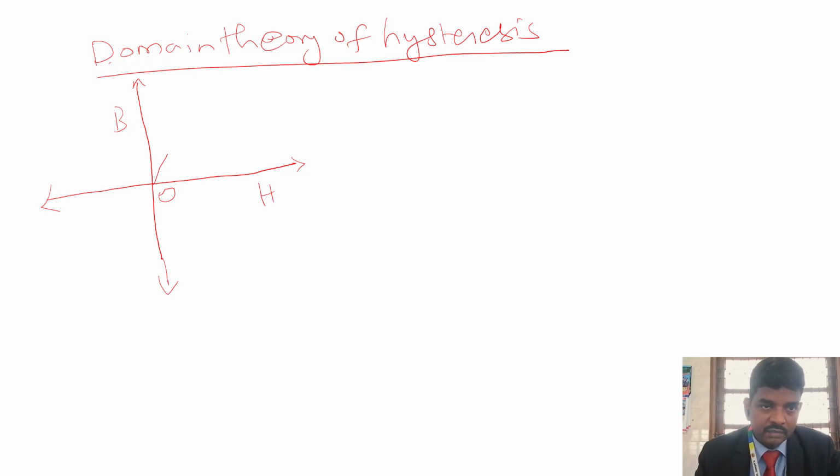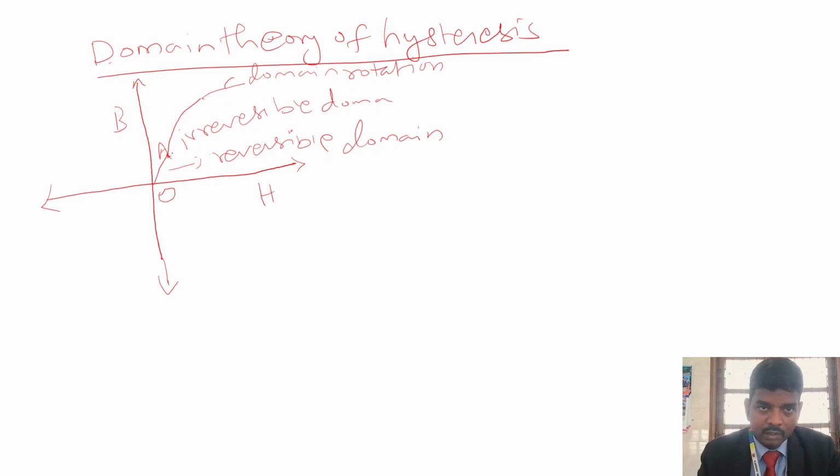When it is increased, the initial increase is due, up to a certain point, for example, let me consider this point is A. Until this point, it is due to reversible domain, right? And later, it is due to irreversible domain. And then the saturated magnetization is achieved due to domain rotation. These points you have to discuss, domain rotation.